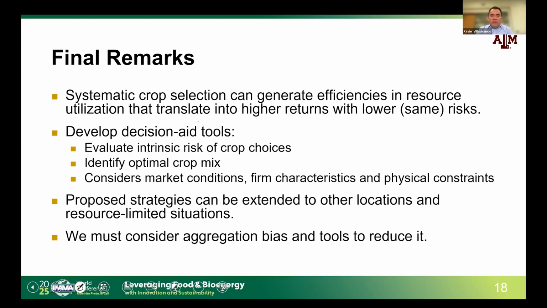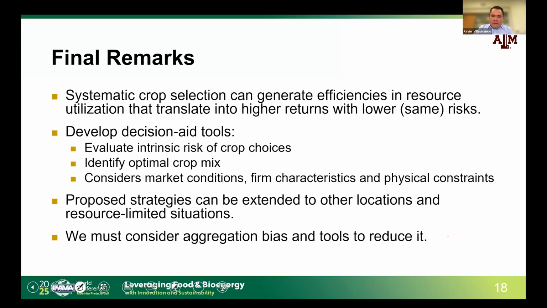So we are evaluating here the risk of crop choices. We are also identifying the optimal crop mix, and the good thing about this model is that it considers market conditions, farm characteristics, and the physical constraints, for example, water or any other natural resource that we can be interested in. For this reason, these strategies can be extended to other locations in the United States or any other area with limited resources. We can extend this approach to many cases here in the US and abroad.